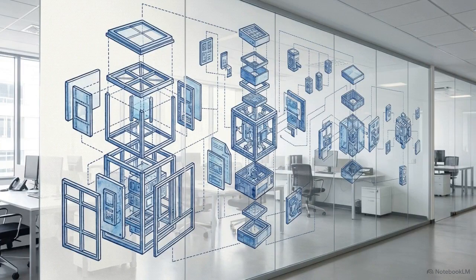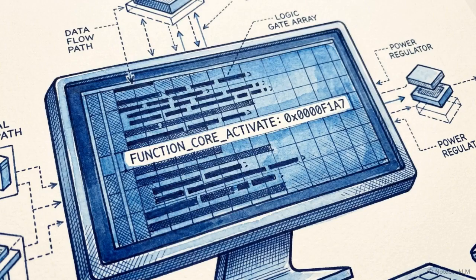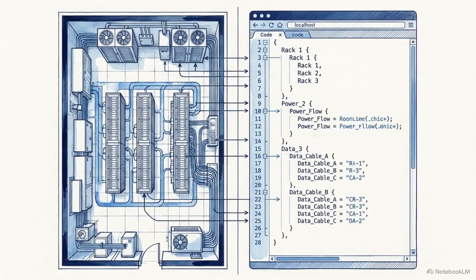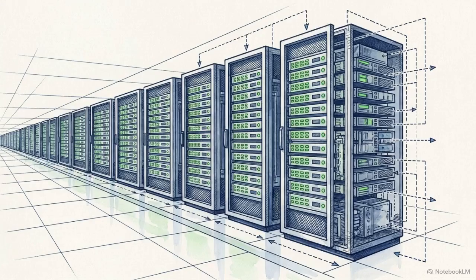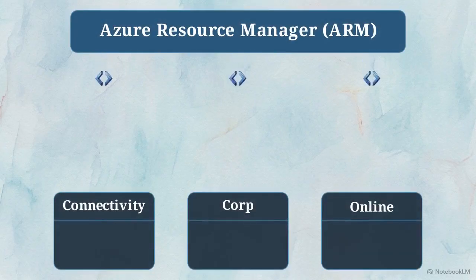Scaling requires platform automation. Every component of the landing zone is deployed as infrastructure as code. Automation is only effective if it uses a single control and management plane. This ensures that the same commands and security logic apply across the entire enterprise estate. Azure Resource Manager serves as this unified control plane, providing a consistent interface for all deployments.